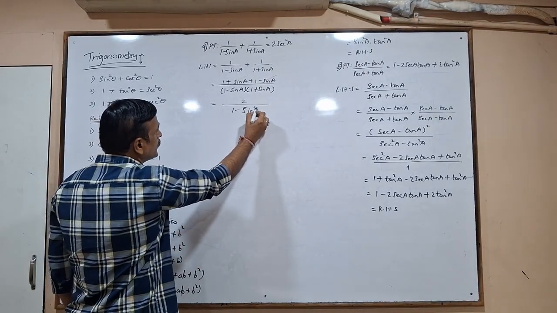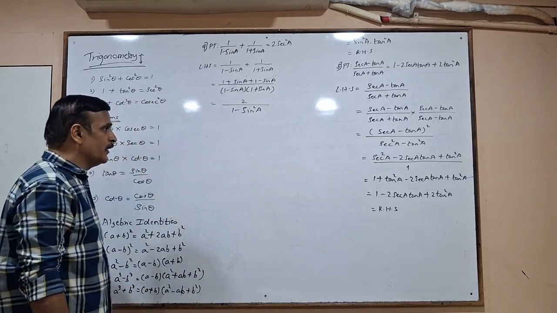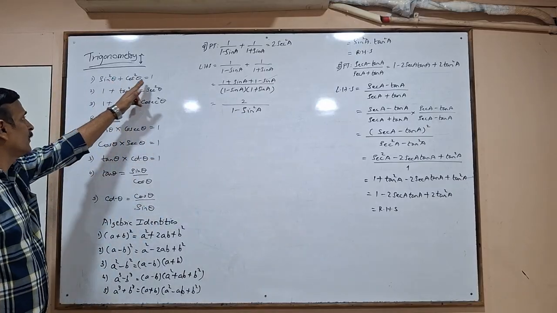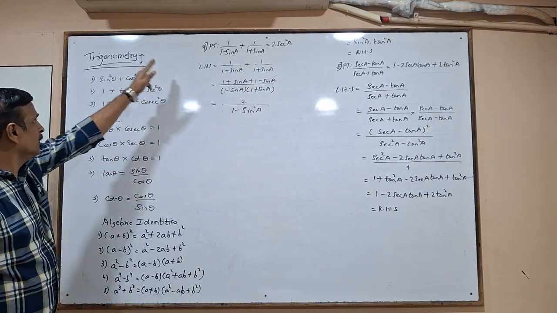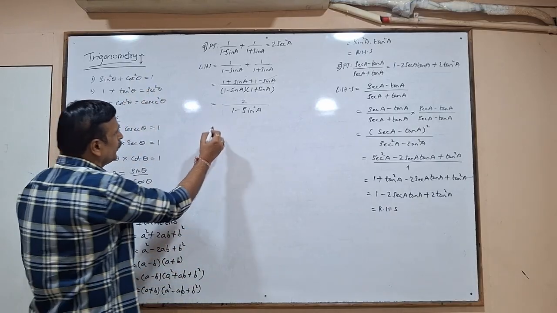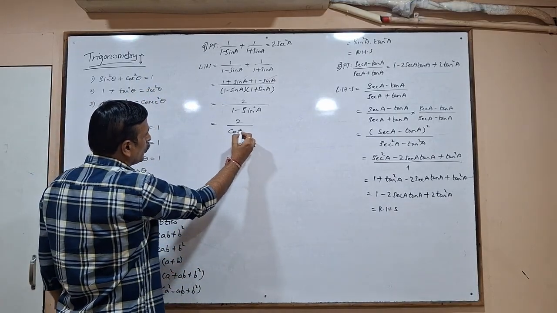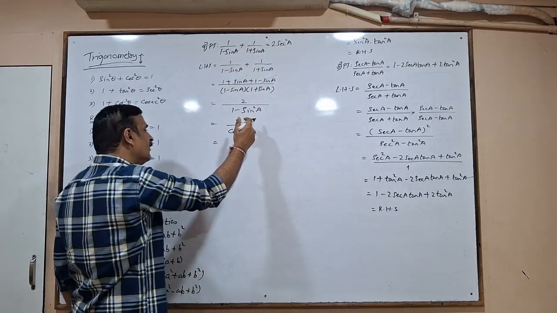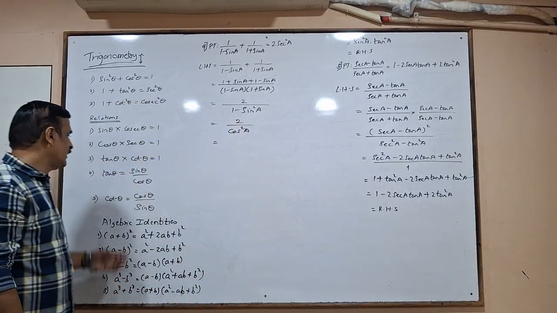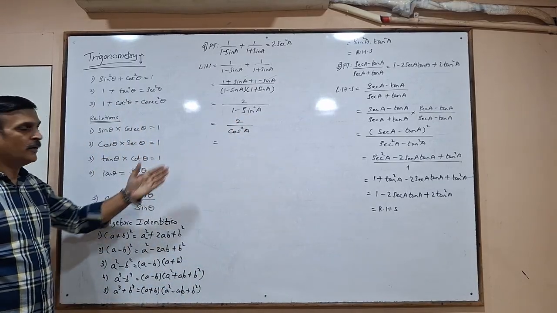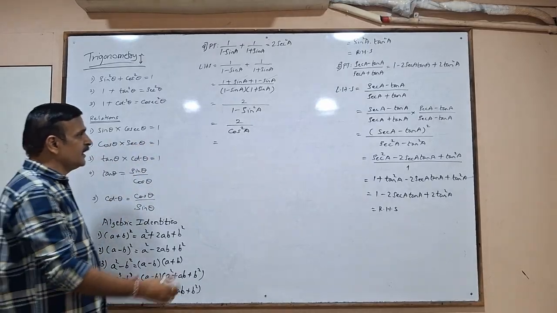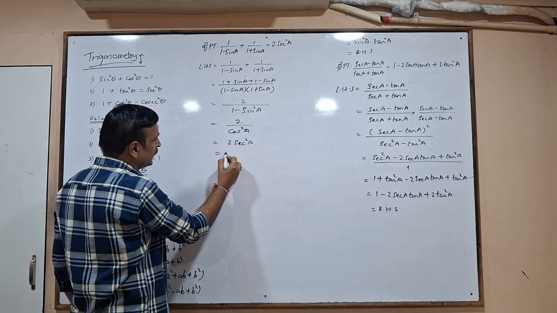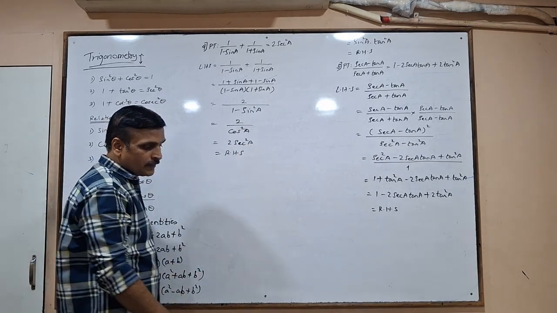So it is 1 minus sine square A, which by our identity, 1 minus sine square theta is cos square theta. So 2 cos square A. Because the result is in sec square, I have a relation of sec and cos. And what is that? Cos into sec is 1. So 1 upon cos A is sec. So 2 upon cos square A is 2 sec square A, which is RHS.